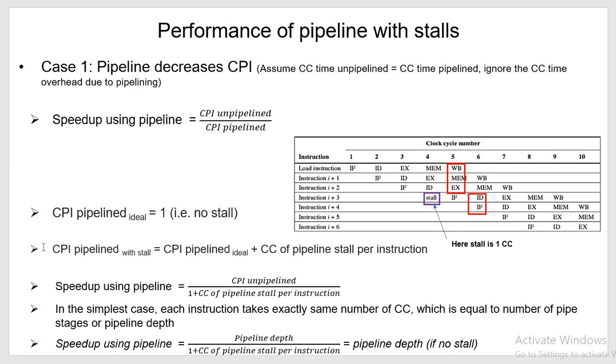Okay, so what will happen if there is a stall or any hazard? Now we will try to calculate it again. The CPI pipeline will have stalls, so what will it be?